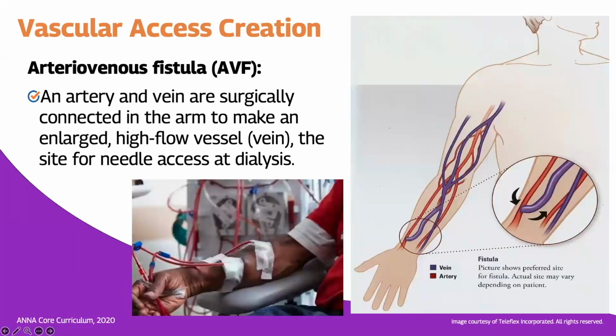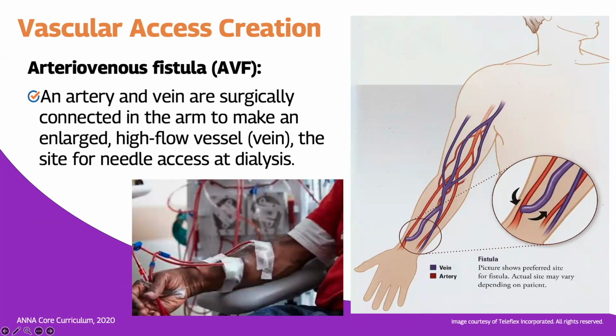So as mentioned, vascular access is going to be critical to patient-centered care for the advanced CKD patient. Research suggests that early creation of an AV fistula is going to offer the best protection against early morbidity and mortality for patients on hemodialysis. An AV fistula is your surgical connection of an artery and a vein in the arm to form an enlarged, high flow vessel, basically your patient's vein.